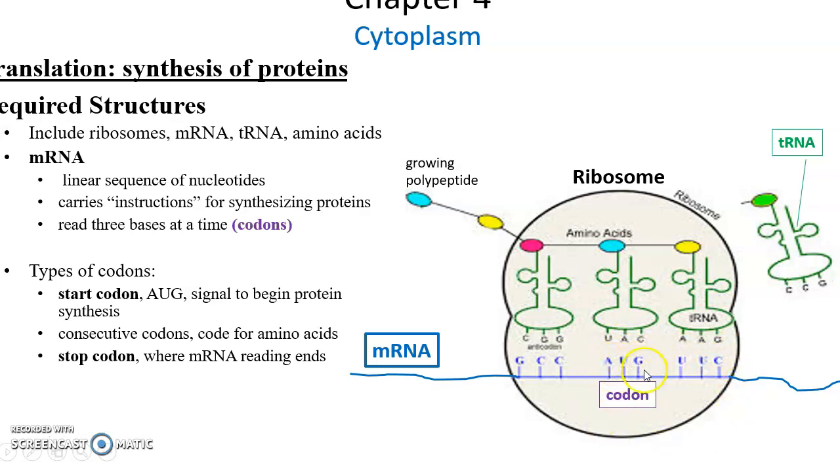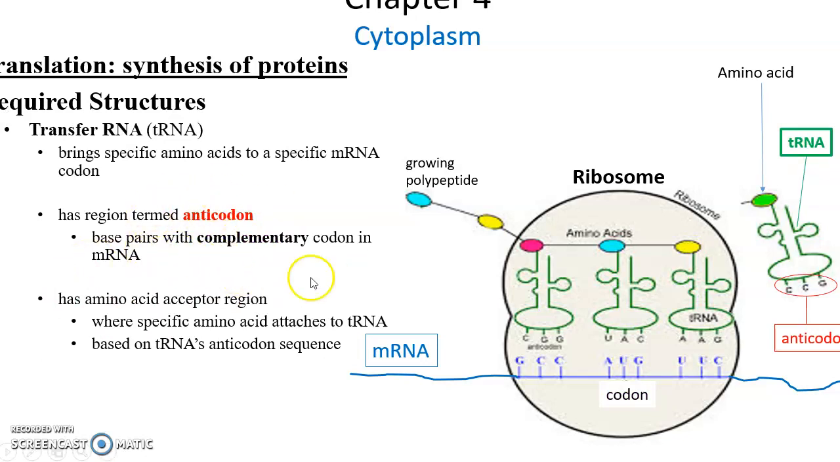So here we have AUG, this is the codon, the code for a specific amino acid. So there's a start codon, which is also AUG, that begins protein synthesis. That's what the ribosome looks for to get the process started. Then there's lots and lots of codons after that, each coding for different amino acids. And then finally a stop codon tells the ribosome it's done, it's made the protein, it can leave the messenger RNA.